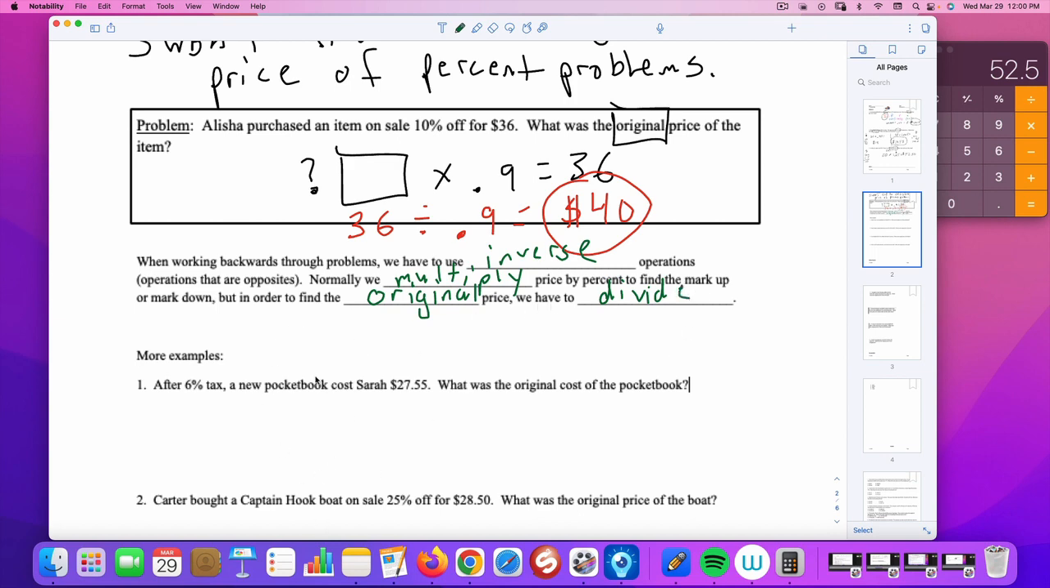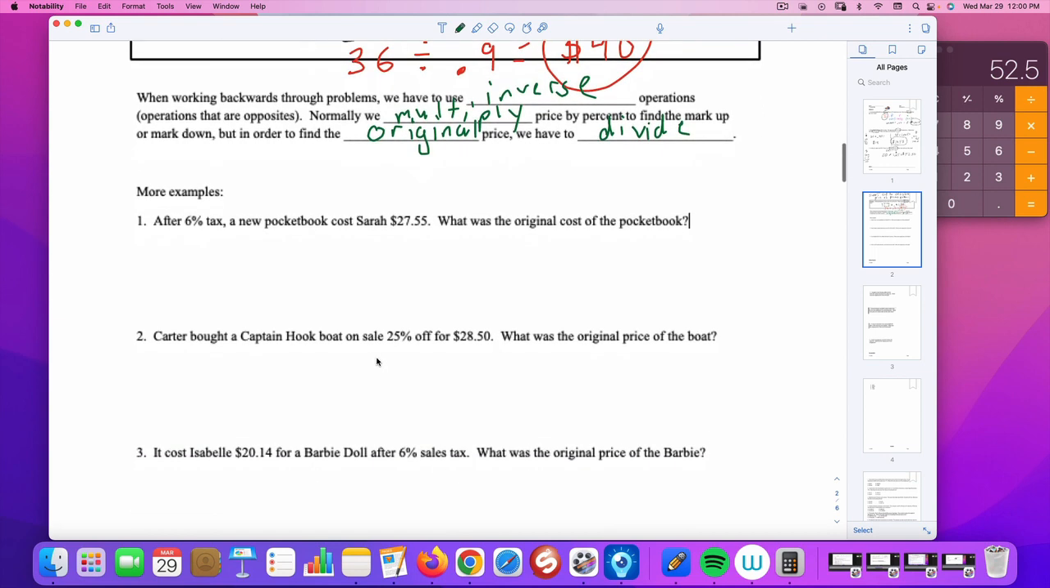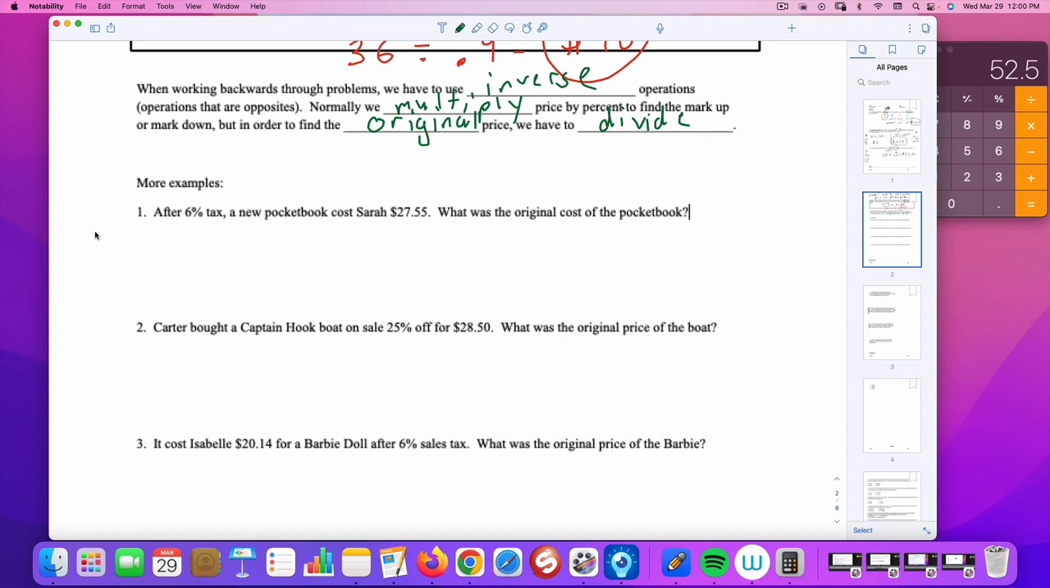Take a look at number 1. I'm still going to have you mark arrows up and down while I read it. Annotate with an arrow up or down, and box a keyword. After 6% tax, a new pocketbook cost Sarah $27.55. What was the original cost? You should have circled or underlined original. That tells me I'm working backwards.